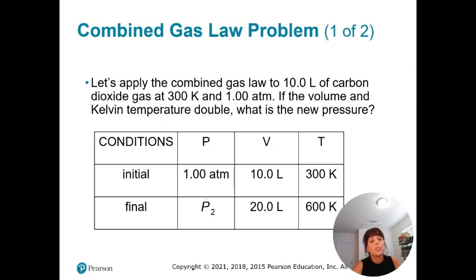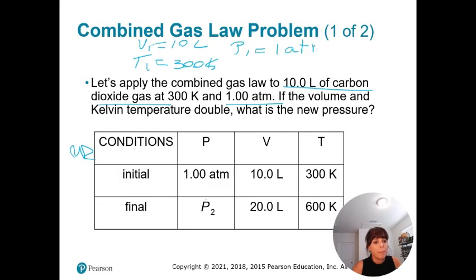So let's apply this concept. Let's work with this problem. 10 liters of carbon dioxide gas at 300 Kelvin and 1 atm. So I have volume, 10 liters, organized in this table, and you can organize as I'm doing over here. I have the temperature one, 300 Kelvin, so it's already in Kelvin. And I have a pressure one, which is 1 atm.